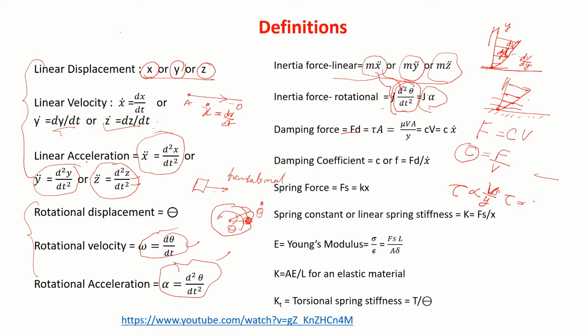So tau is equal to mu v by y. If I multiply tau with A, the shear area, then we can write mu A v by y. This, if I write as force, I can write it as c v. C is nothing but mu A by y. This is what you call the damping coefficient.